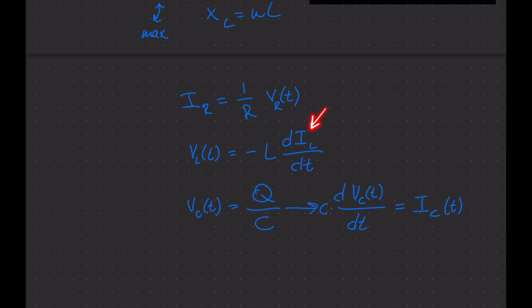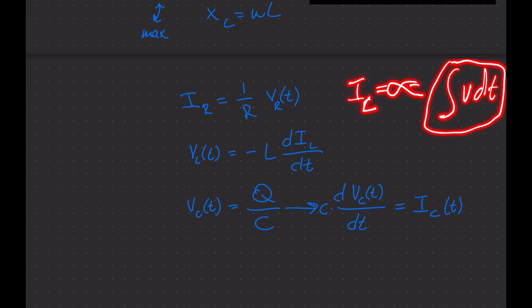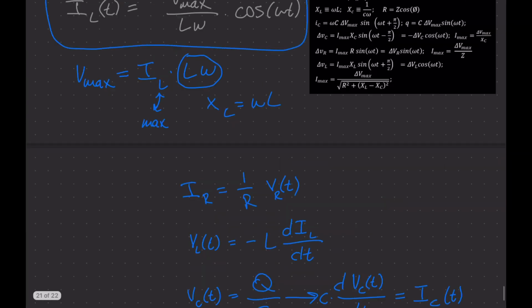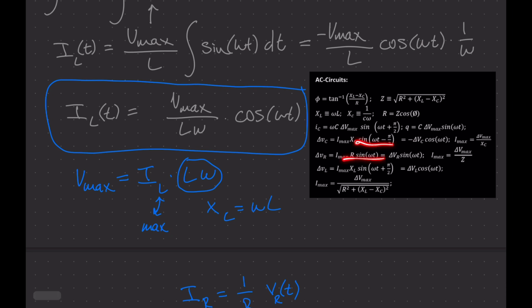You can cancel this derivative with an integral. So the current here for the inductor is proportional to the integral of the voltage with respect to time. So the inductor depends on this integration behavior of the voltage. That's where you get the current from. And the current of the capacitor depends on this derivative of the voltage. So they're both interconnected with these integrals and derivatives. And that's why you get these behaviors of these oscillating sine functions and stuff.